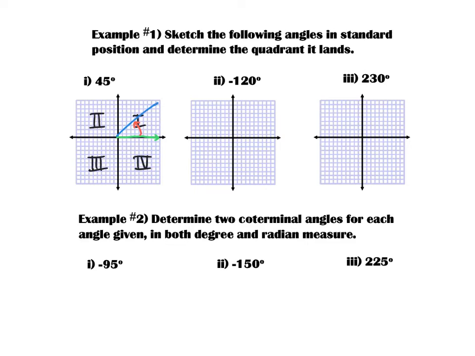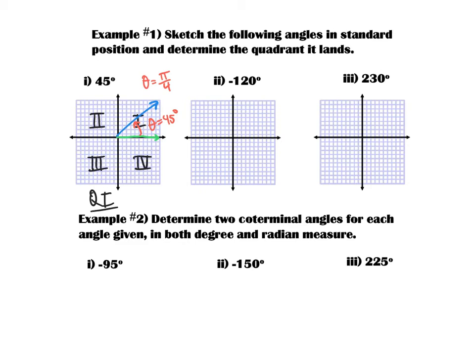And here's our terminal side. Okay, so there is a measure of theta equal to 45 degrees. Just FYI, that means theta is also equal to pi over 4 radians. Okay, let's do the next example. Oh, by the way, that angle falls in quadrant, you can say Q1. Okay.